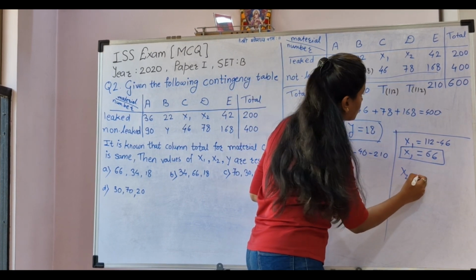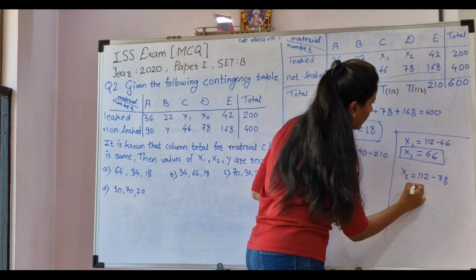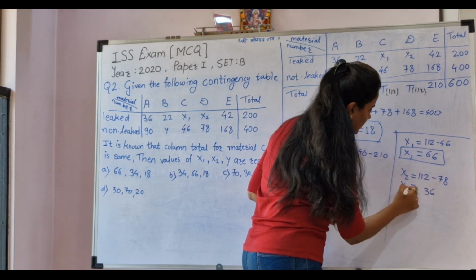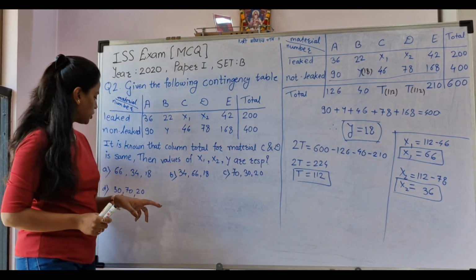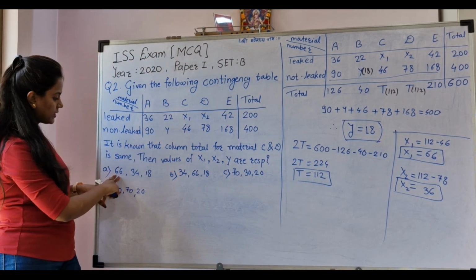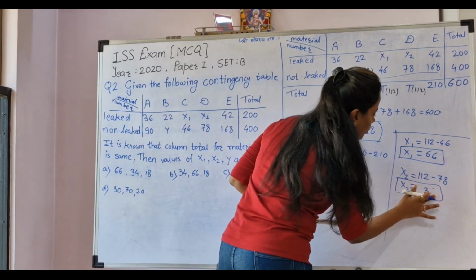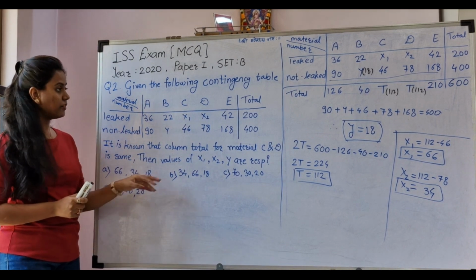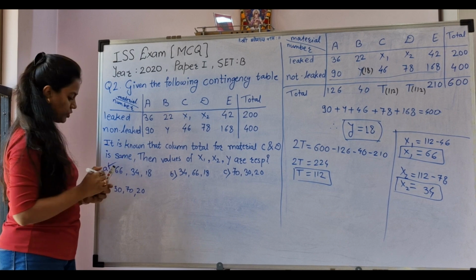Similarly, we can calculate the value of x2. So here x2 equals 112 minus 78, and it is nothing but 34, and this is the value of x2. So the correct option is: x1 is 66, x2 is 34, and the value of y is 18. So the correct option is option A.